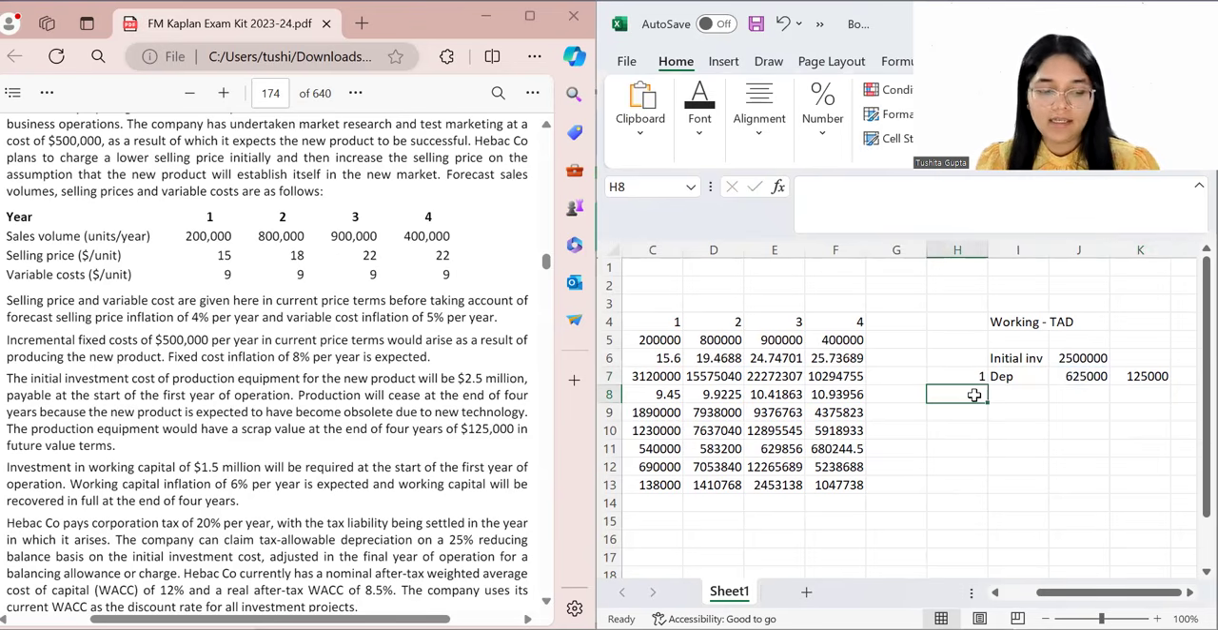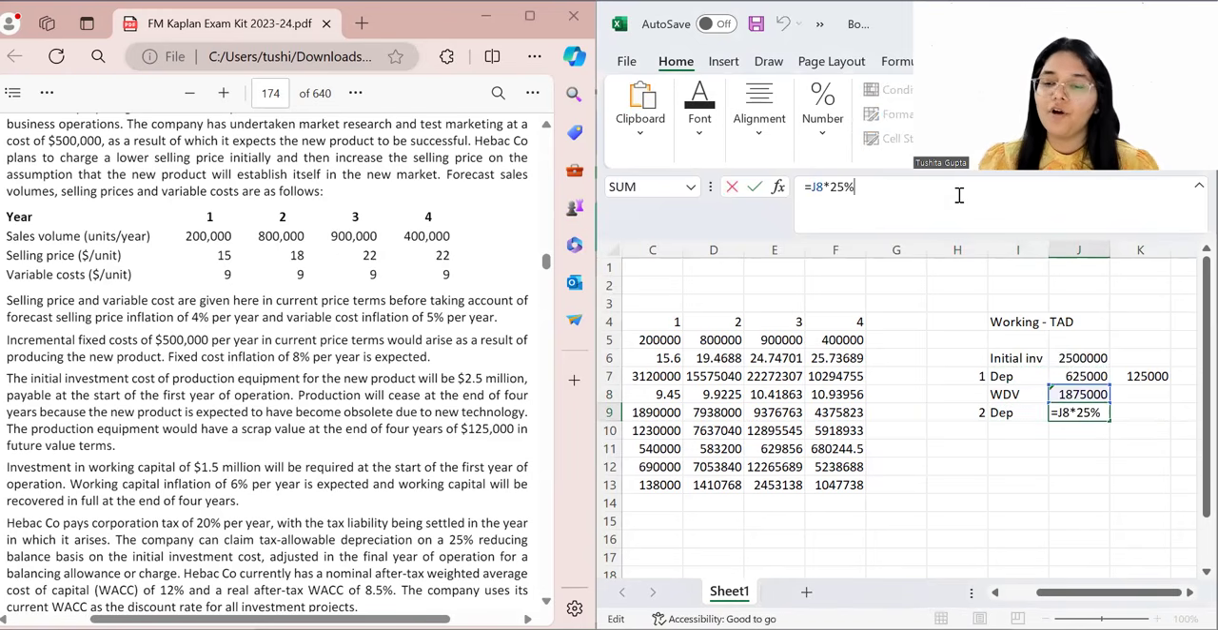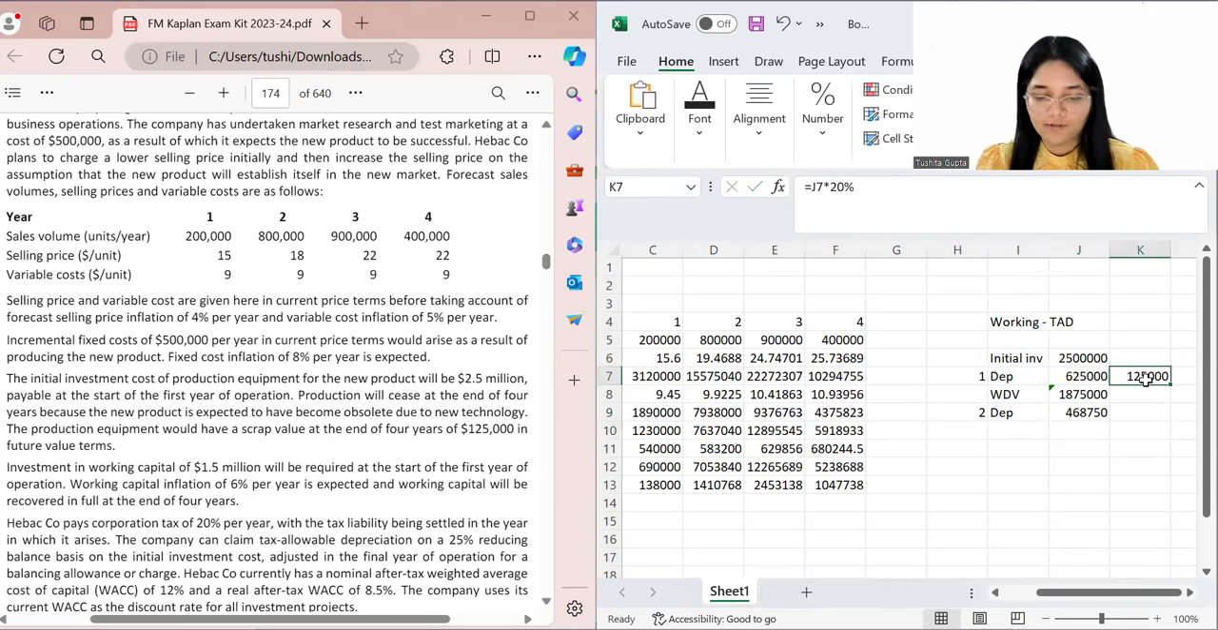Now, similarly, for the second year, my WDV is going to be the difference between these two values. 2.5 was my initial investment, 625 depreciation I've already charged. So in the second year, my depreciation is going to be 25% of the above figure. So if you copy paste the formula, it automatically picks up the value from here. And for the benefit also, I can copy paste the formula.